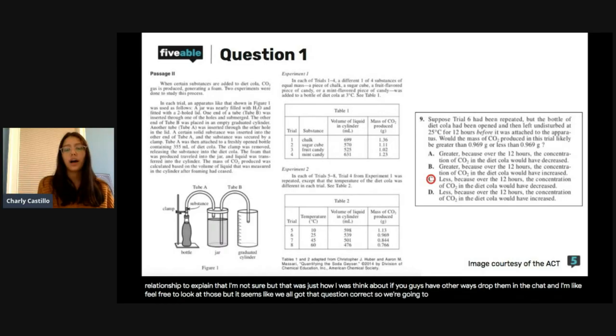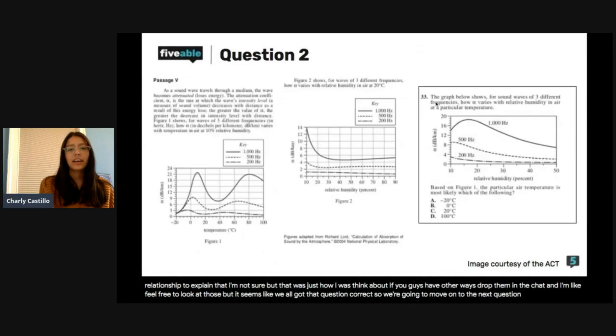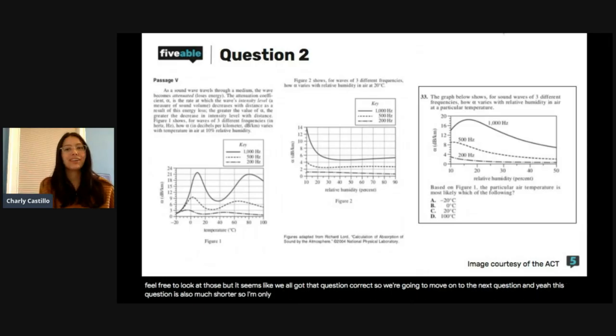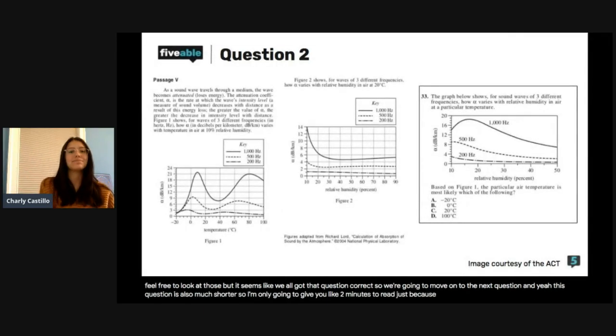So we're going to move on to the next question. And yeah, this question is also much shorter, so I'm only going to give you 2 minutes to read just because it's mainly graph focused.